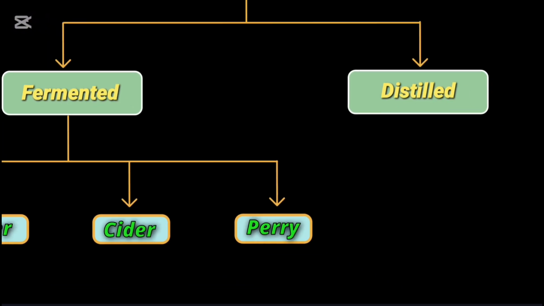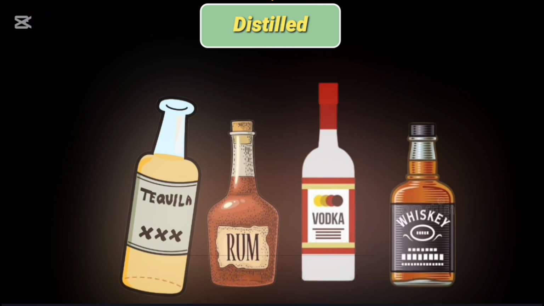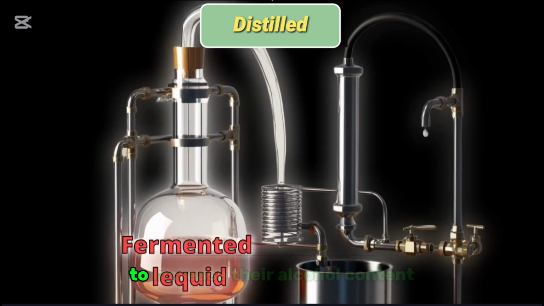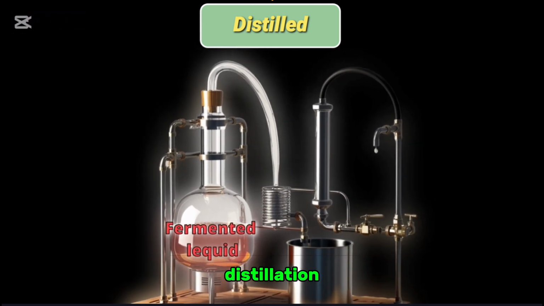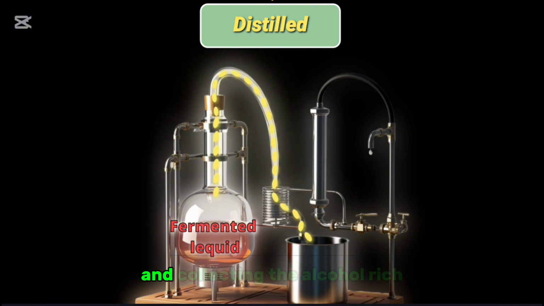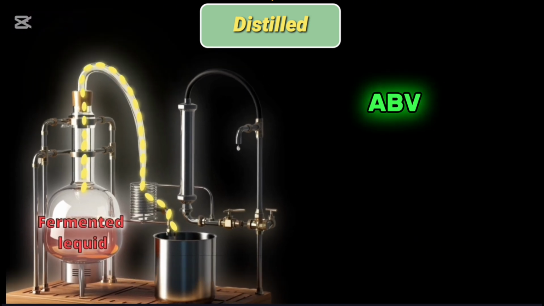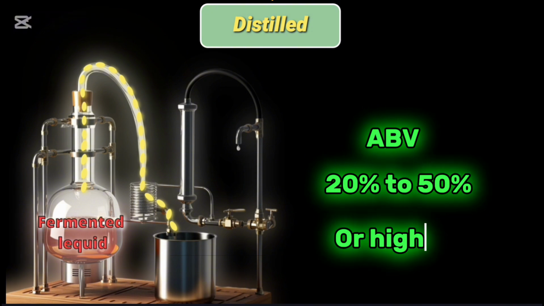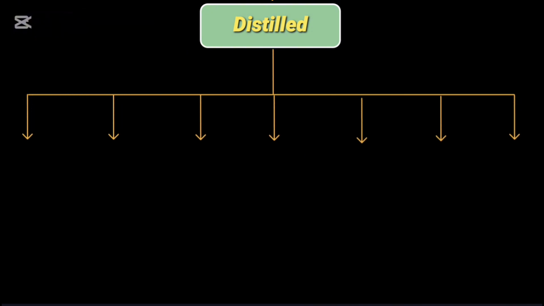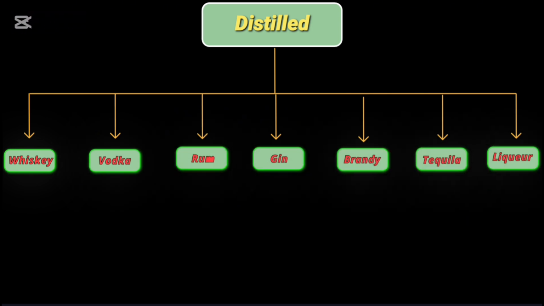Let's talk about distilled alcoholic beverages. Distilled alcoholic beverages, or spirits, are made by distilling fermented liquids to increase their alcohol content. Distillation separates alcohol from water and other components by heating the liquid and collecting the alcohol-rich vapor, which is then condensed into a stronger beverage. These drinks typically have an ABV of 20% to 50% or higher. Examples of distilled alcoholic beverages: whiskey, vodka, rum, gin, brandy, tequila, and liqueurs.